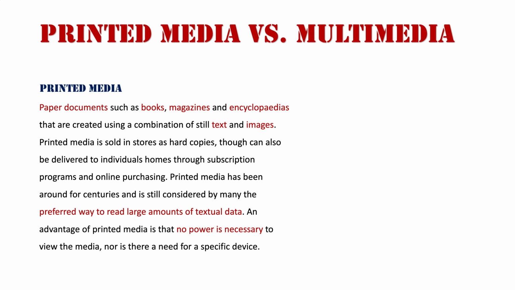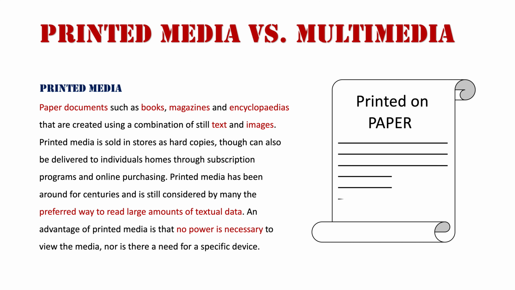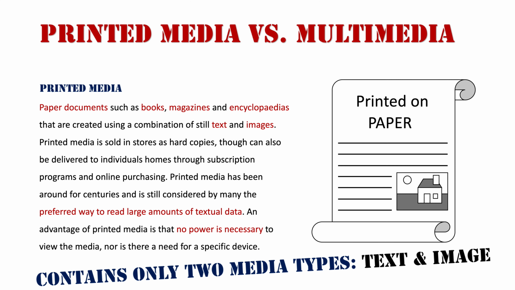So essentially what we are looking at is paper-based documents, okay, that have text printed on them and lots of rows of text for us to read, and they can also include images. Okay, and as I just stated at the beginning, it's only those two types of media that can be viewed on printed media. Okay, just text and images, but essentially they display them effectively. They're easy on the eyes because obviously of the paper format. Okay, and as said, still preferred by many, the preferred way to read large amounts of textual data.